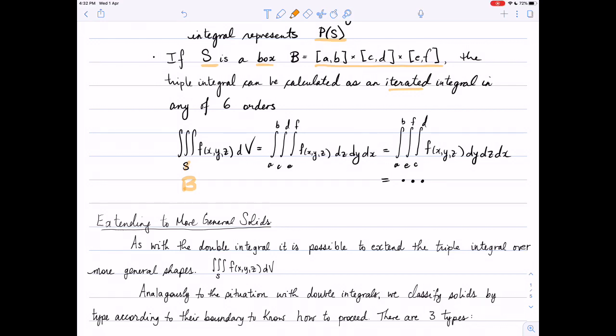So the integral from a to b, of the integral from c to d, of the integral from e to f, of f of x, y, z, and then we have to put these in the correct order, dz, dy, dx. Then the iterated integral, just like for double integrals, can be evaluated in any order. Here's another order written right here, and there are six of them total. I haven't written them all, but there are more orders for a box.